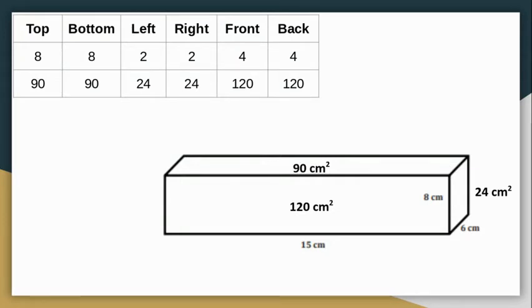Let's break down how we find the area of each face. Let's start by looking at the top and bottom faces. We calculated these areas by multiplying the length of the prism by the width of the prism. To help us begin building a formula, let's record the top and bottom as length times width.